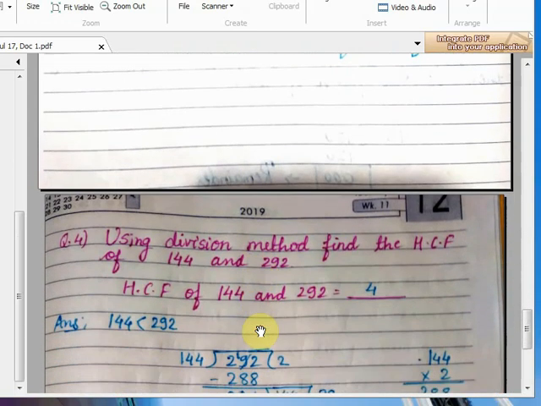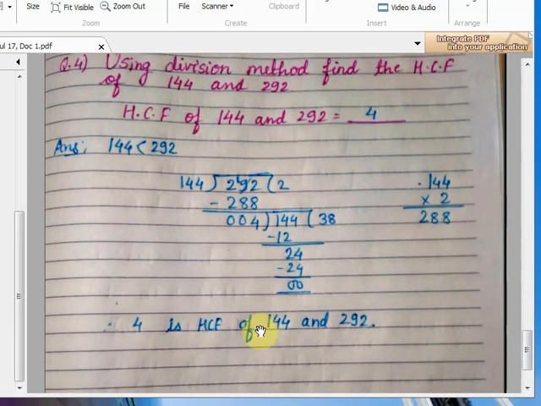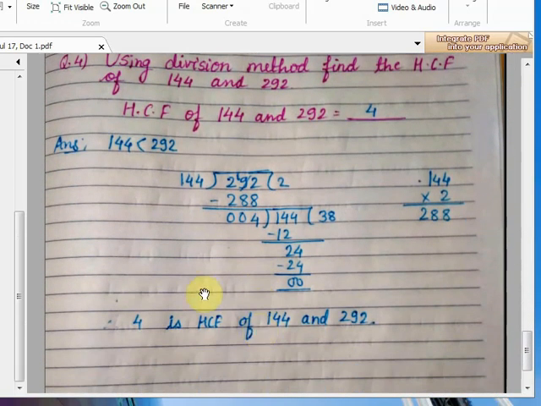Last question, using the division method, find the HCF of 144 and 292. So we know the division method. 144 is less than 292. So we will write 292 here and 144 here. So 144 2 za, if we multiply 144 by 2, what will we get? 288, which is smaller than 292. So in 2 times we will write 288. So the remainder will be 4.